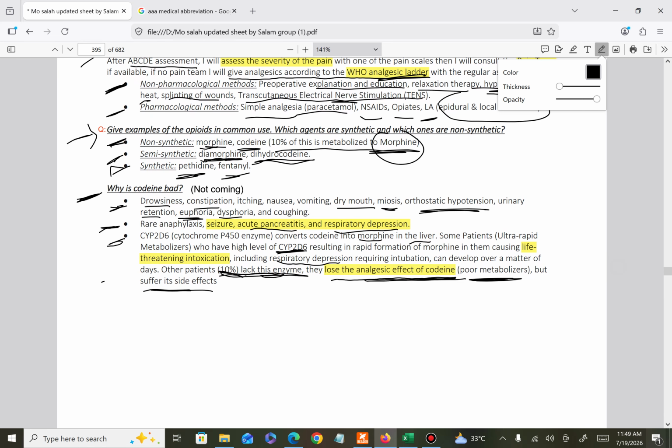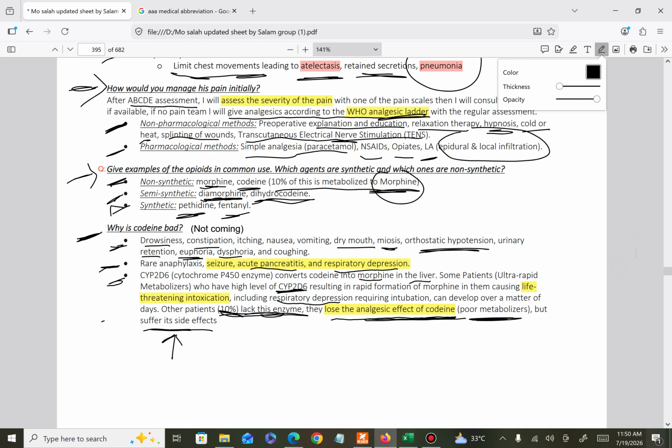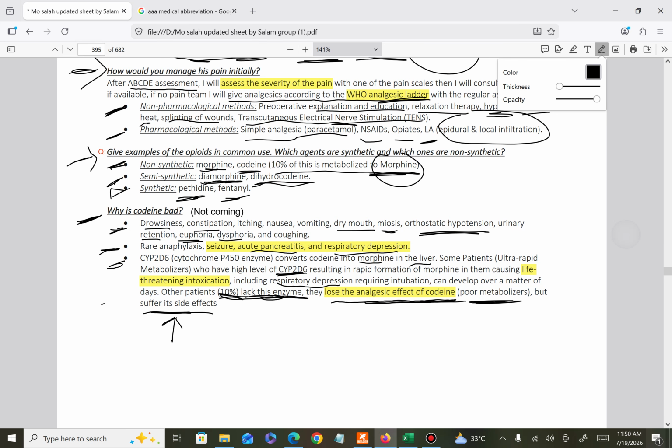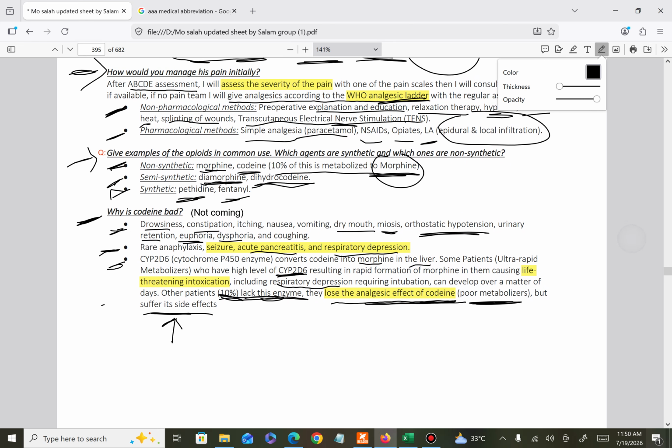Okay, the poor metabolizers do not suffer its side effects because they are poor metabolizers, while the ultra-rapid metabolizers can have problems with codeine, because they can convert it to morphine easily.